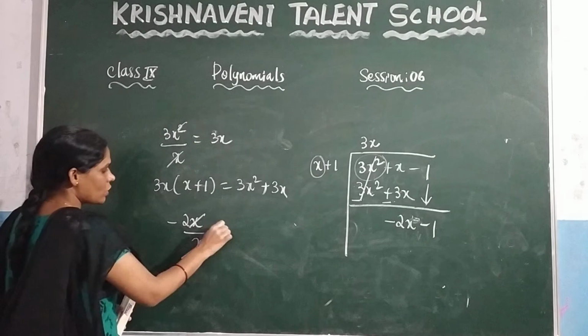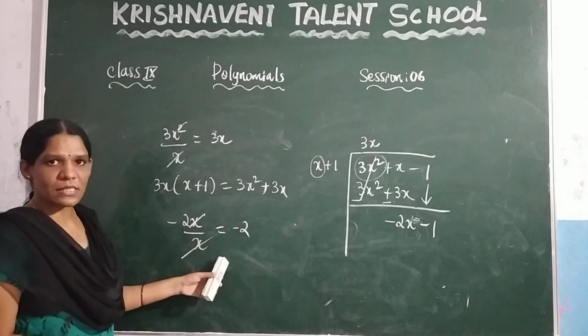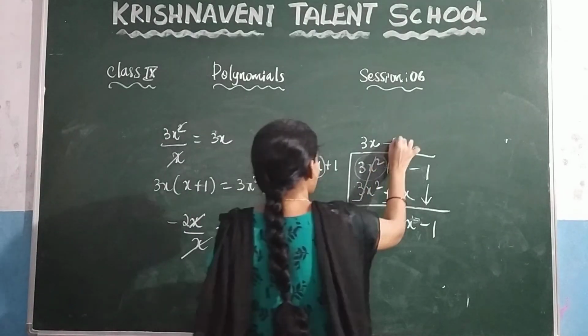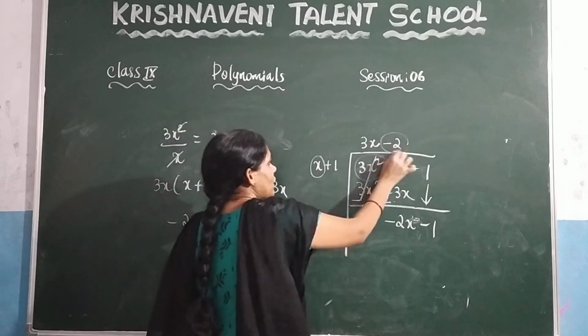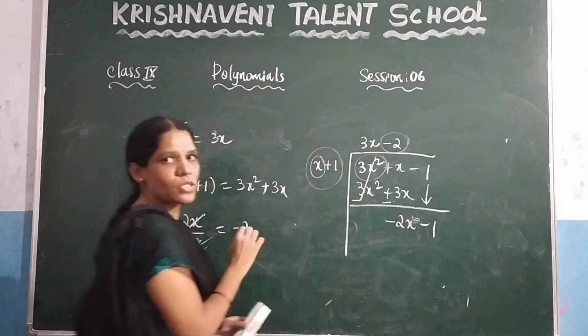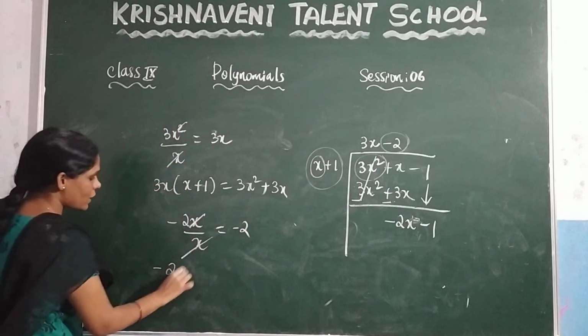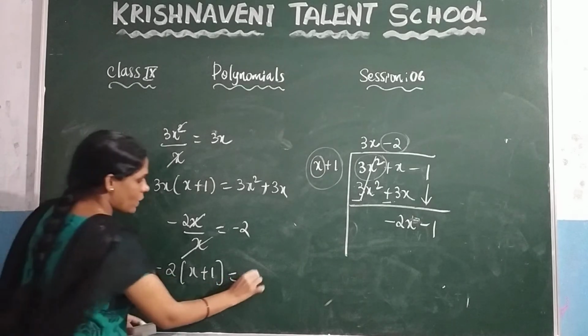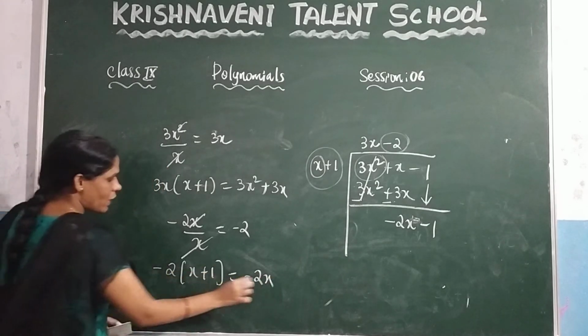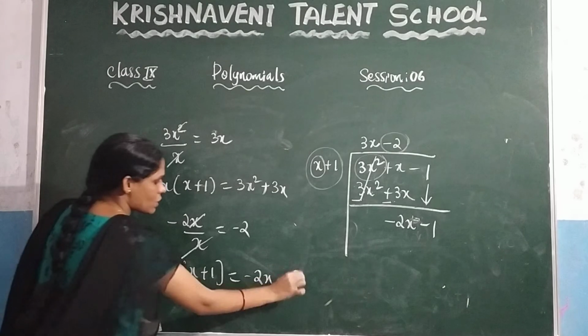If you divide, what you will get? Minus 2. This is the second term in the quotient. Write it here: minus 2. Now what is our step? You need to multiply this term with this term. So multiply here, what you get: minus 2 into x plus 1. Minus 2 into x is minus 2x, and minus into plus, which is minus 2 into 1, which is 2.